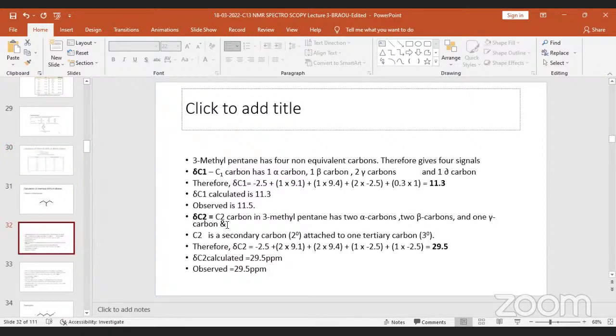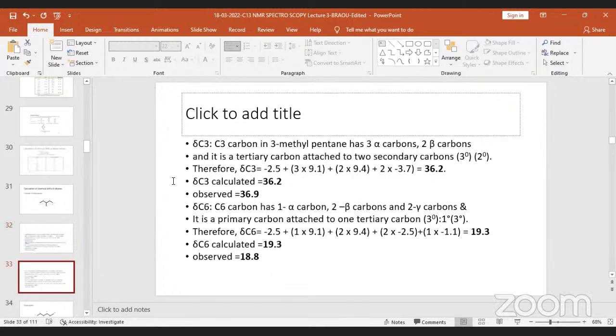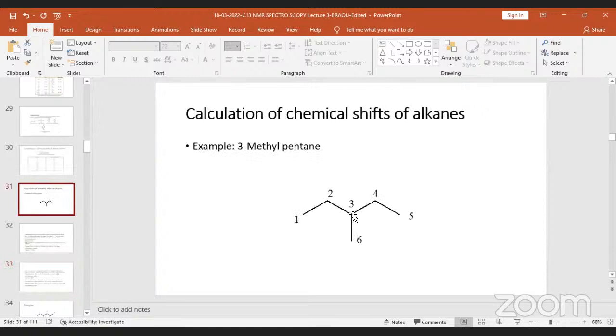Now, see, that value is delta C2. We have calculated, and it is 29.5, and observed also 29.5. Very exact. Then you can calculate the chemical shift of delta C3. If you see, 3 alpha carbons are there: 2, 4, and 6. 3 alpha carbons, 2 beta carbons, and no gamma carbon here, isn't it?